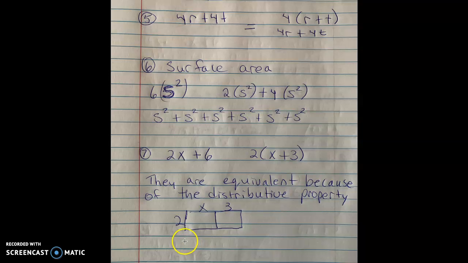Question number 7. Notice we can take 2 times x and get 2x, 2 times 3 and get 6, or we can take 2 times x plus 3 because I can add x plus 3 together to get the length of my rectangle, my whole rectangle. So then I can just take 2 times x plus 3. They are equivalent because of the distributive property. 2 times x is 2x, 2 times 3 is 6.